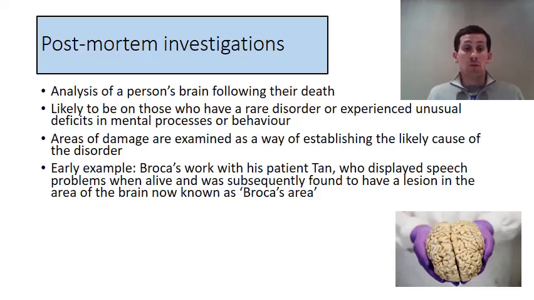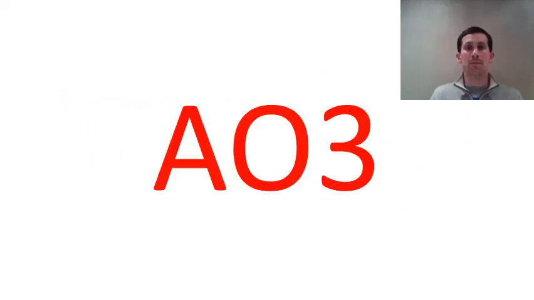An early example was Broca's work that we learned about with his patient Tan. Remember, he had speech problems, couldn't speak, could only say the word Tan, but he could understand language. When they examined his brain after he died, they take the brain out and examine it, they found there were lesions on the left-hand side of the frontal lobe. That was eventually named Broca's area.